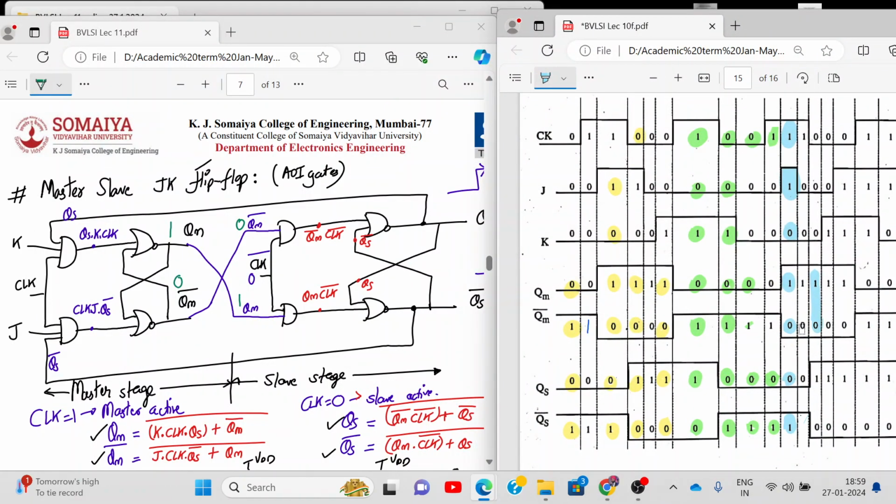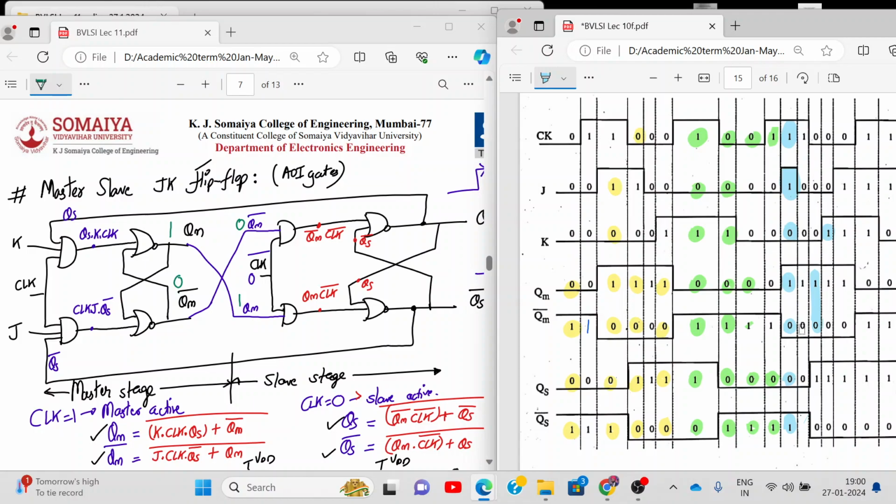Okay, so now next case में again clock is 0, J is 0, K change हो गया, मतलब this has changed, K should be 1. Okay, so when the K is 1, master is off, slave is on. So master is off means it will hold the state 1 0, but slave will also follow the master 1 0, correct?